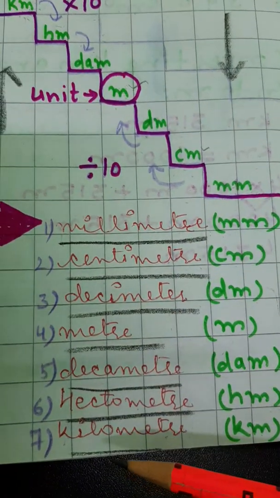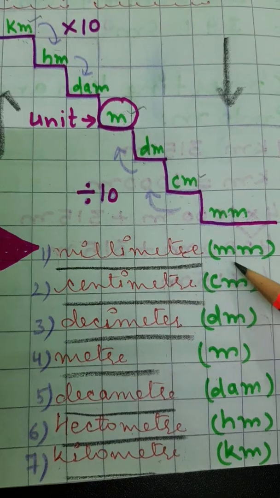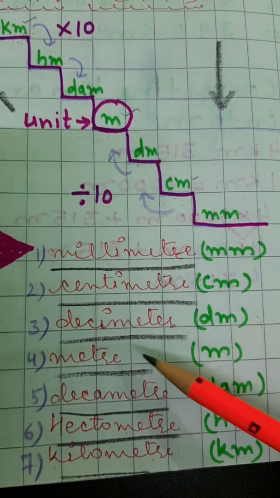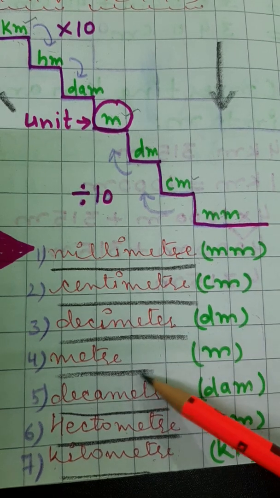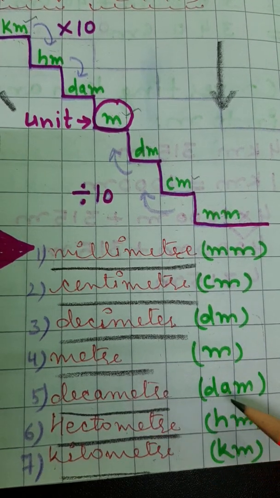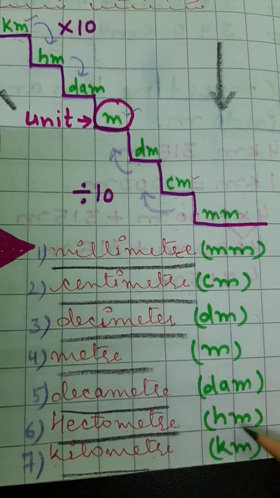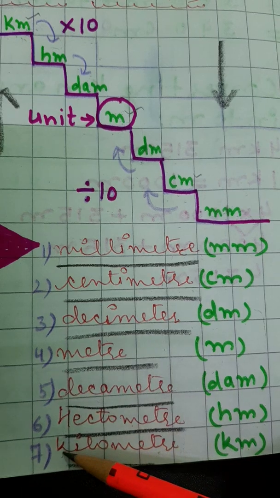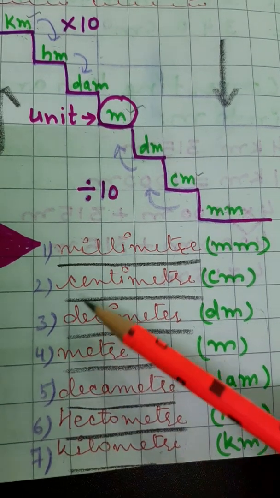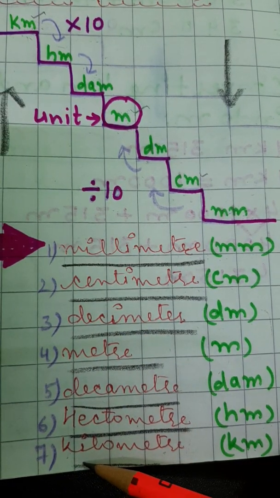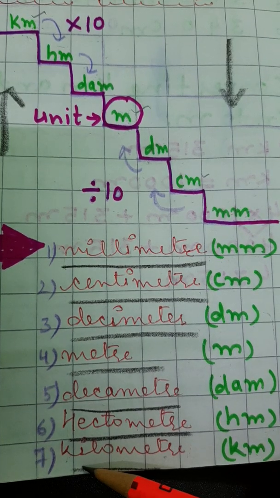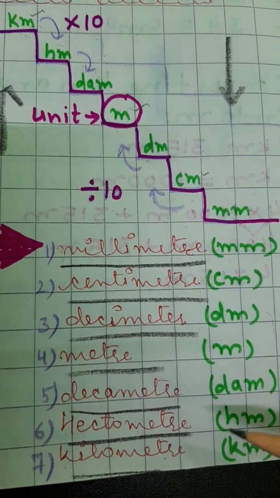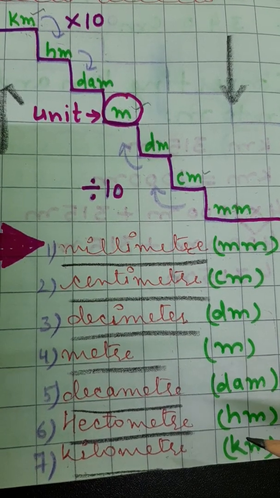These are the units of length: millimeter, denoted by mm, centimeter, denoted by cm, decimeter, dm, meter, m, decameter, dam, hectometer, hm, kilometer, km. So these 7 are the units of measurement. This system of measurement is also known as the metric system of measurement. This system will remain common for the units of weight, capacity, etc.